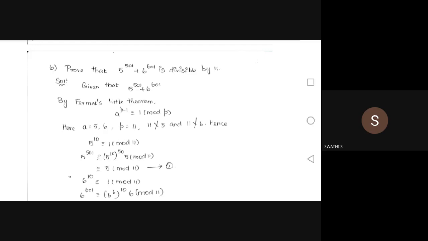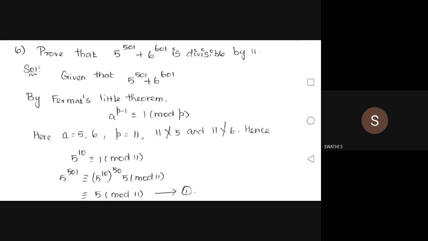So P, the divisor, is P equal to 11, and 11 does not divide 5, and also 11 does not divide 6. So first, using Fermat's little theorem, 5 to the power A power P minus 1. Here 5 to the power 11 minus 1, and 11 minus 1 is 10. So 5 power 10 is congruent to 1 mod 11.